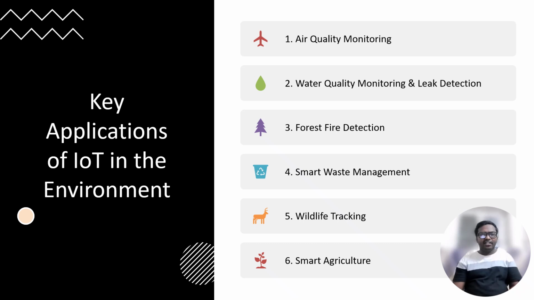Key applications of IoT in the environment. First one, air quality monitoring. Second one, water quality monitoring and leak detection. Third one is forest fire detection. And fourth one is smart waste management. Then fifth one is wildlife tracking. Sixth one is smart agriculture.